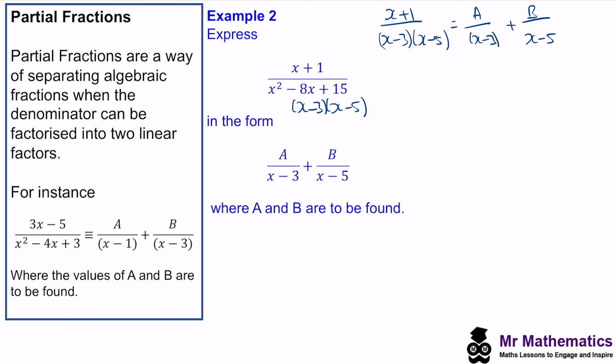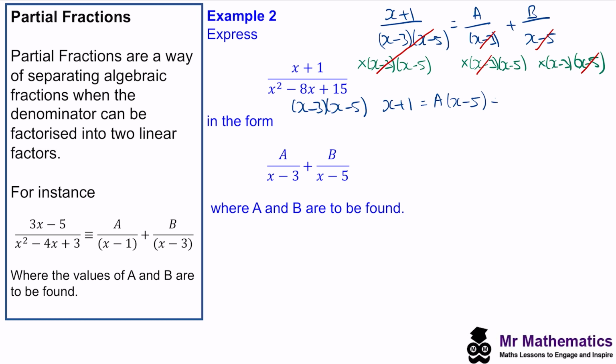And now to find a and b, we need to multiply both sides by x minus 3 times x minus 5. We can see that these will cancel. This x minus 3 will cancel with this one, and this x minus 5 will cancel with this one. So now we have x plus 1 is equal to a multiplied by x minus 5 plus b multiplied by x minus 3. And to work out a, we can make this bracket equal 0. So we'll say let x equal 3.